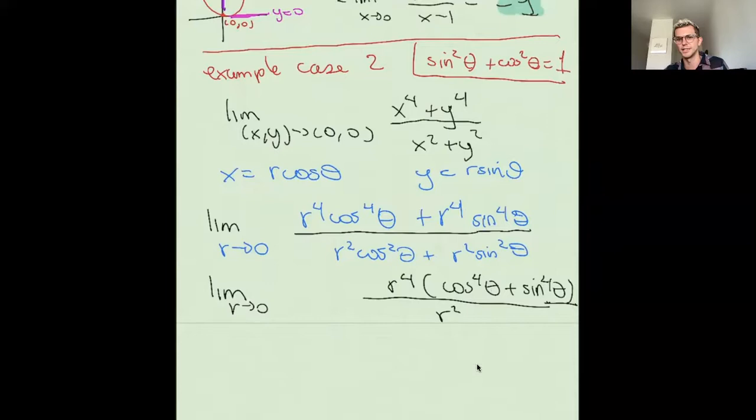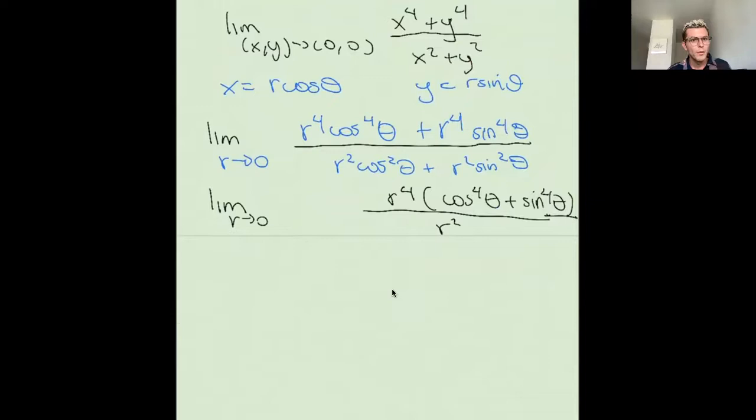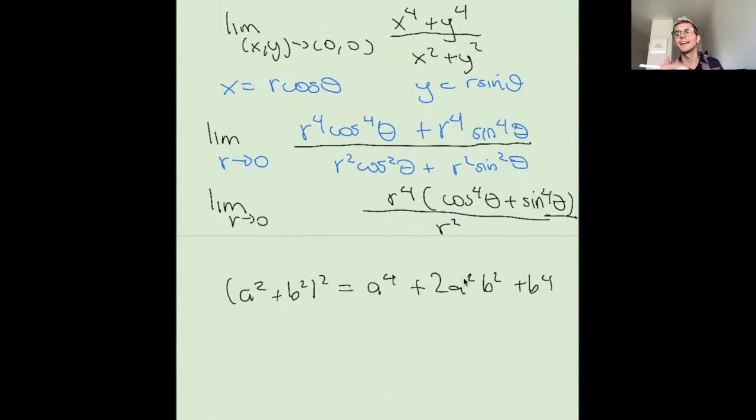But at least you can simplify this expression a little bit more, because the r squared can be canceled with some of the r's on top. You cannot cancel all the r's in the numerator. That's because a squared plus b squared, squared, is a to the four plus two a squared b squared plus b to the four. Exactly, good. This would be the correct identity. There's a mixed term, and that's why you cannot do the same thing with the powers of four.